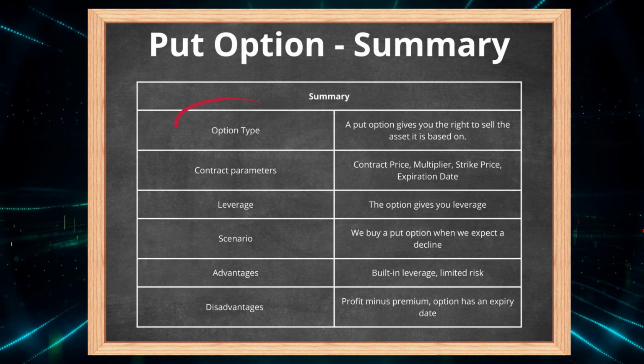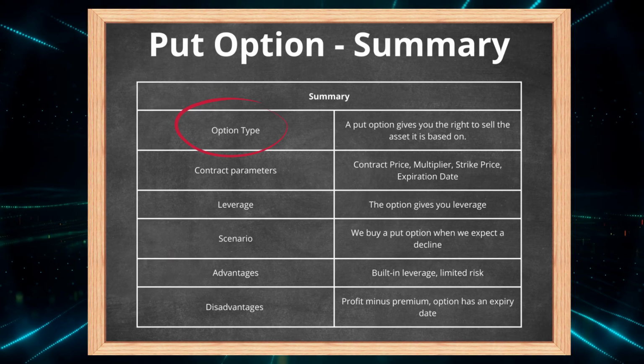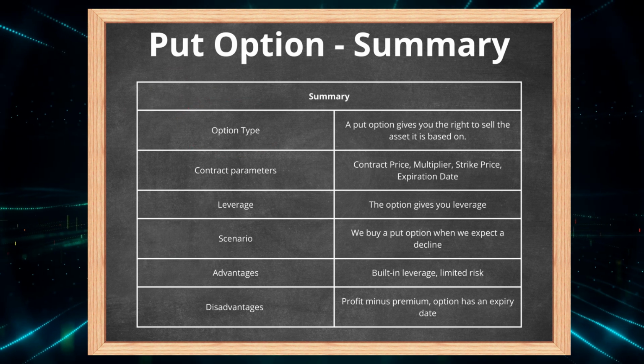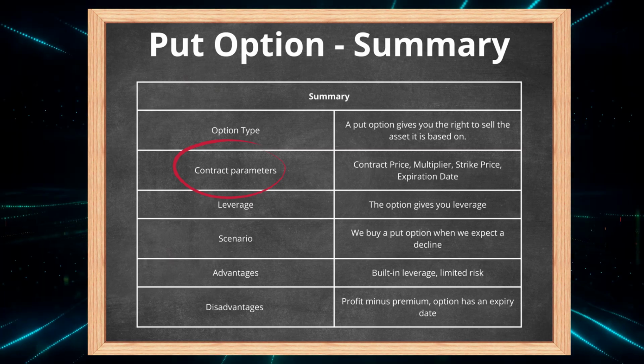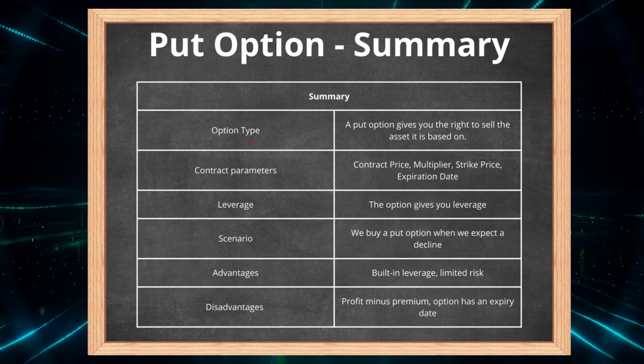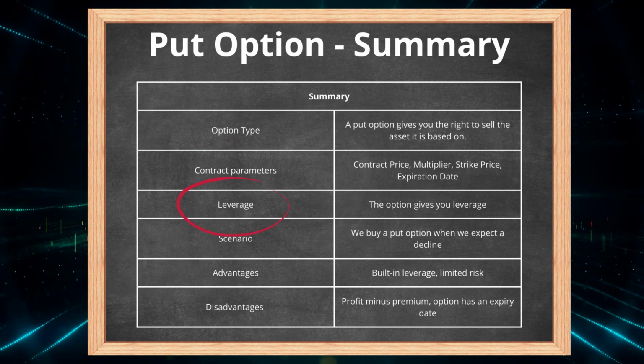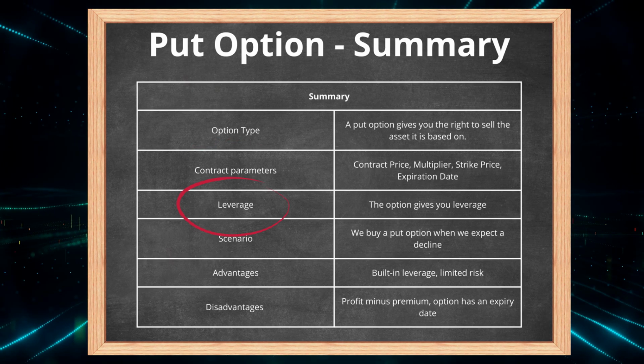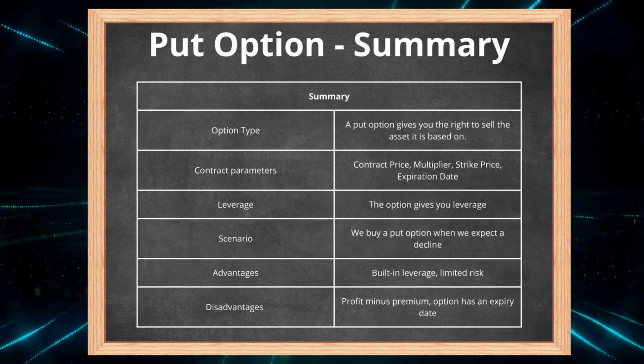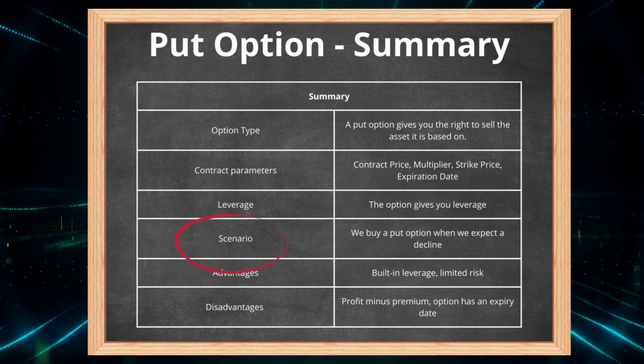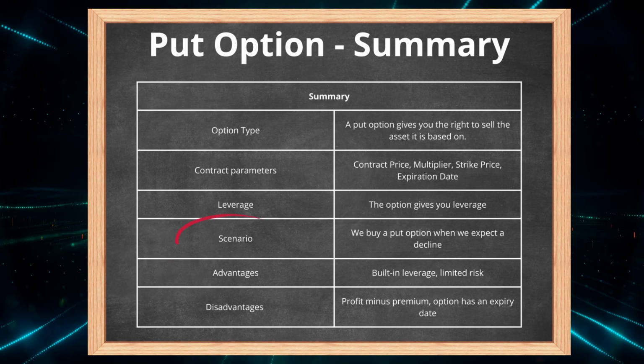A put option is a sell option that gives the holder the right but not the obligation to sell the underlying asset at a specific price. Every option contract includes key parameters such as premium, multiplier, strike price, and expiration date. Options offer leverage, which means more efficient use of capital. We buy put options when we expect the market to decline, and they can also be used as insurance to protect a stock position against losses.